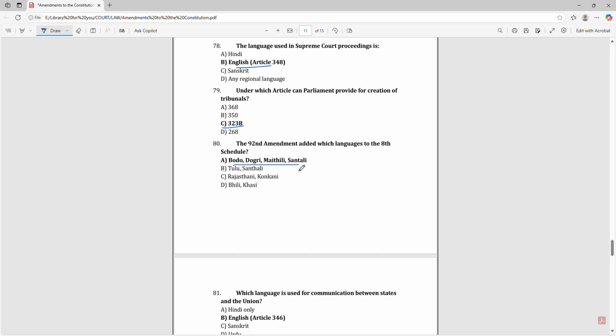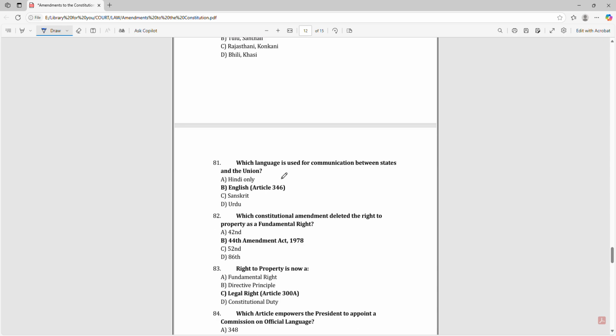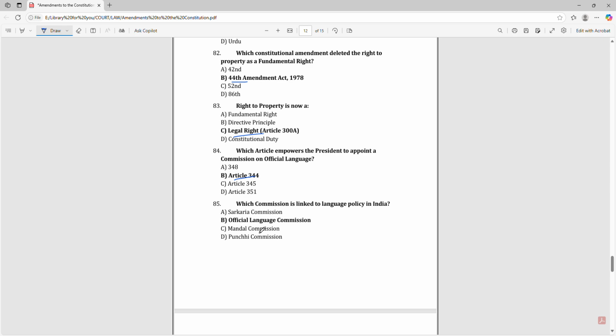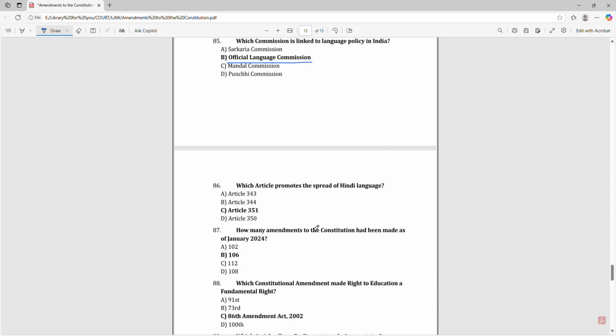Bodo, Dogri, Maithili and Santali. Which language is used for communication between states and the Union? English. Which constitutional amendment deleted the right to property as a fundamental right? 44th. Right to property is now a legal right. Which article empowers the President to appoint a commission on official language? Article 344. Which commission is linked to language policy in India? Official Language Commission. Which article promotes the spread of the Hindi language? Article 351.